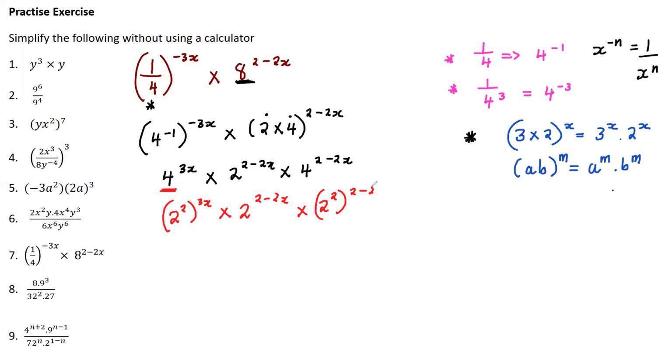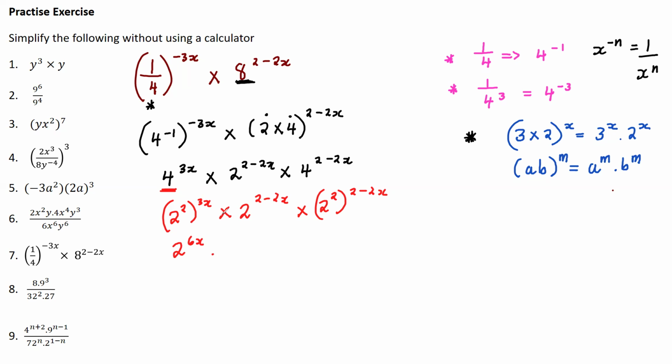Then 2 minus 2x. I'm still good with that. Now, I've got the 2's alone. Everyone is of a base of 2, but we can continue and say, okay, 2 to the power of 2 to the power of 3x is as good as saying 2 to the power of 6x. All right, I'm okay with that.